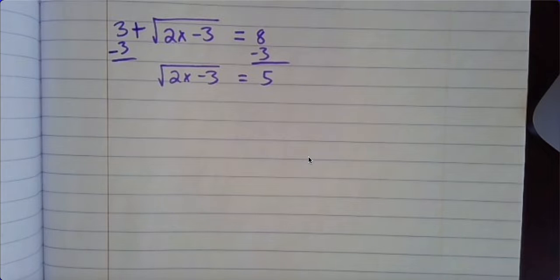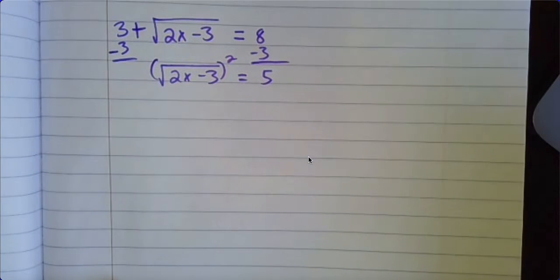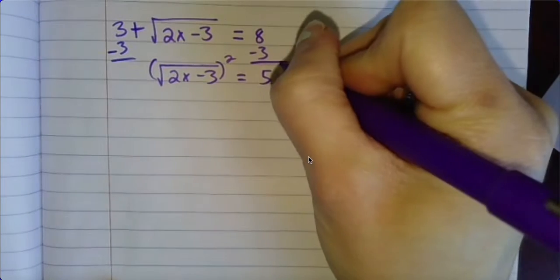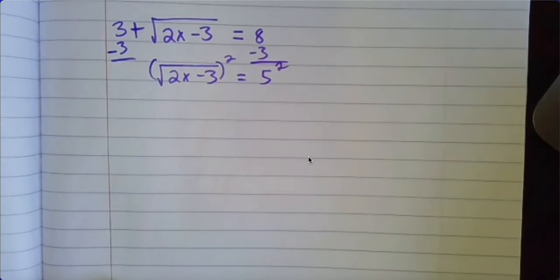Okay. Now, I can't do anything else because of that square root. How do I get rid of a square root? What's the opposite? Squaring it. The opposite of square rooting is to square it. What I do to one side, I must do to the other. So watch. If I square that, the square root and the square cancel out. But I also must square my 5. Is everybody good with that?